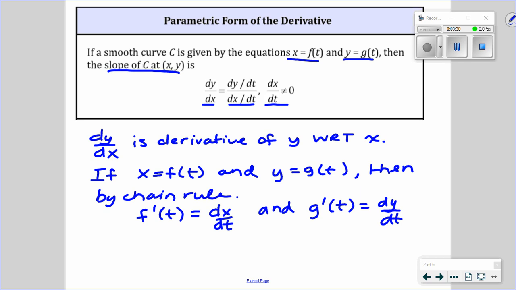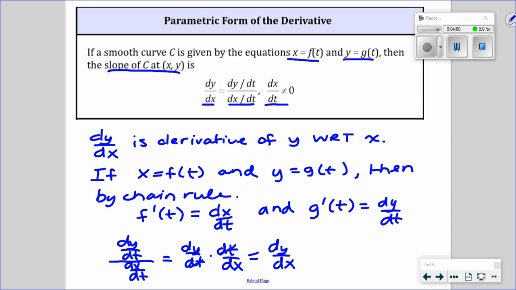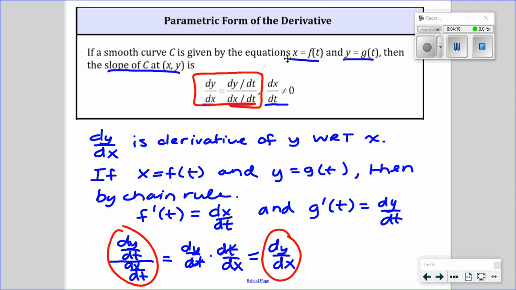Now notice if we take dy over dt and divide it by dx over dt, and I multiply by the reciprocal, this becomes dy over dt times dt over dx. My dt's cross reduce, I multiply straight across, and I get dy over dx. So basically, dy over dx is equal to dy over dt divided by dx over dt. This is the main rule that you have to remember. It probably looks more confusing than it is. To find the derivative, all you have to do is find dy over dt, find dx over dt, and then divide. Let's look at an example.